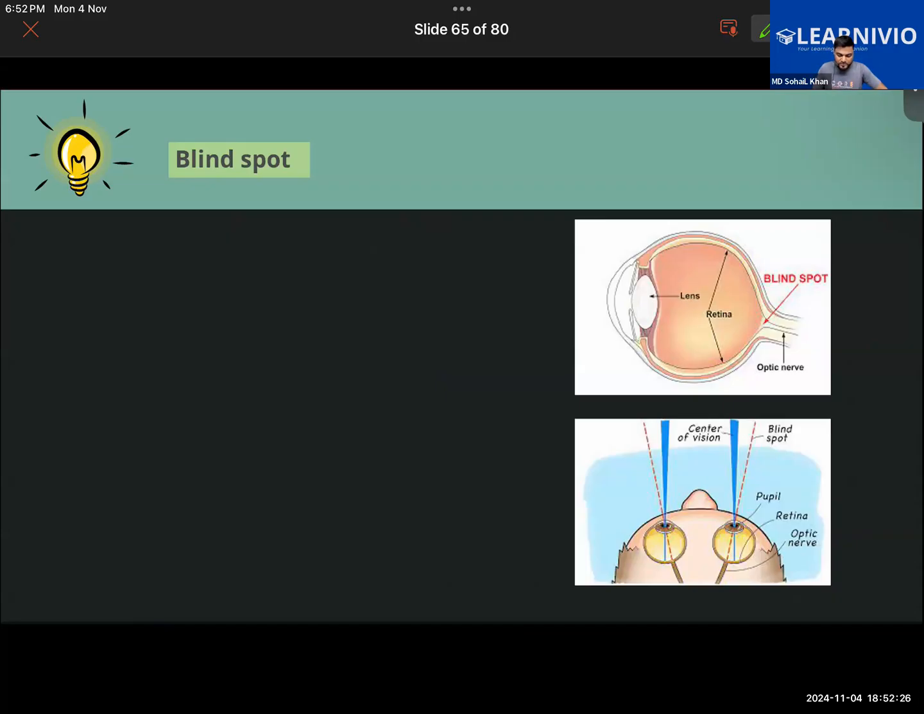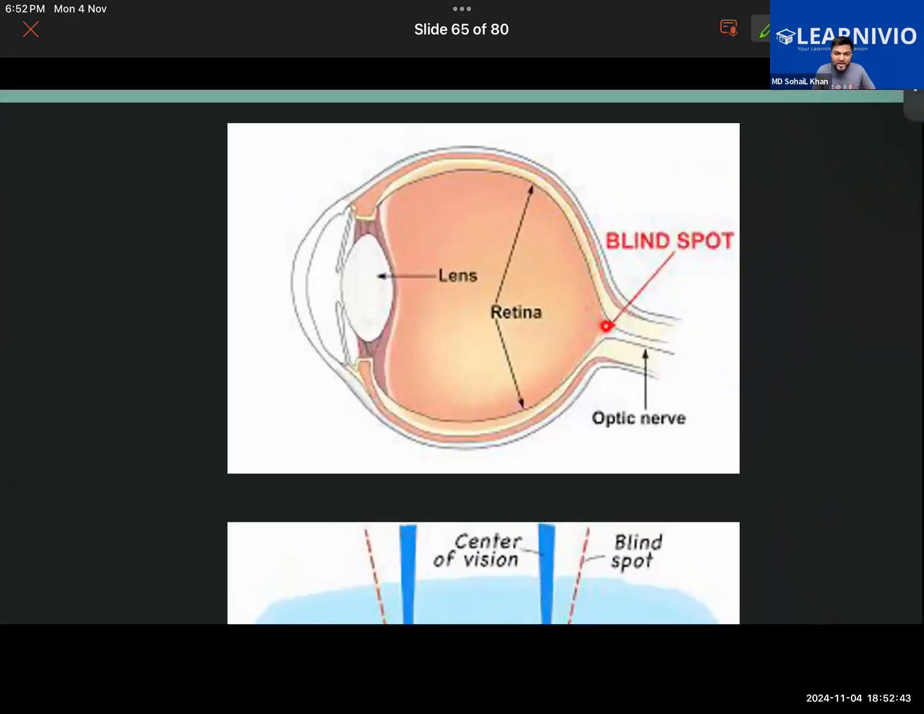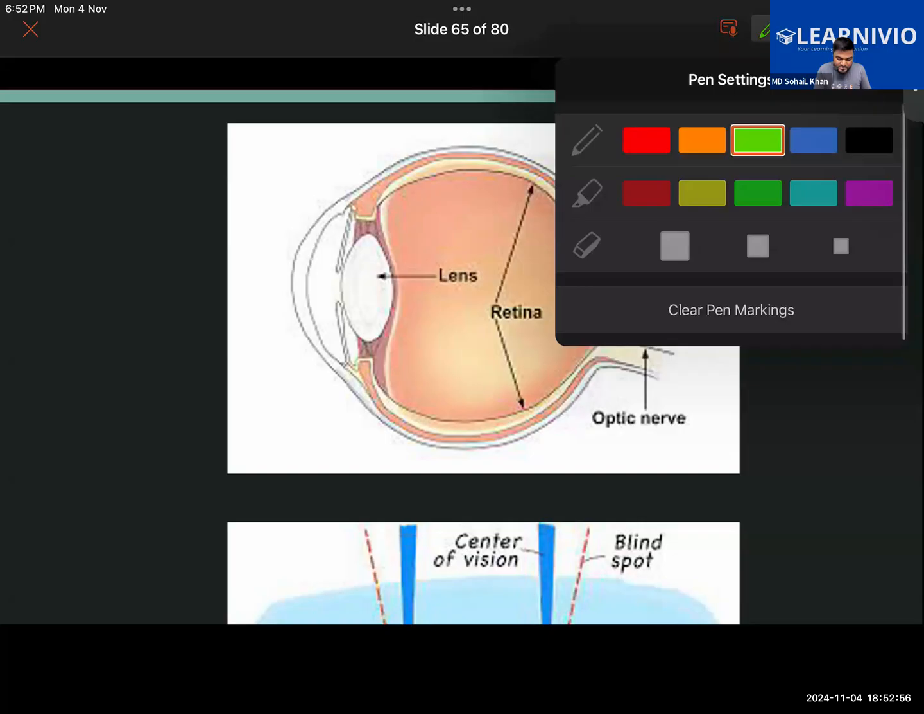Talking about the blind spot. The place where the optic nerve is leaving the retina, basically at the junction of the optic nerve and the retina in our eye. At this place, there are no light sensitive cells. Neither rod cells nor cone cells are present at the junction where the optic nerve is leaving the retina. So rod and cone cells are absent.